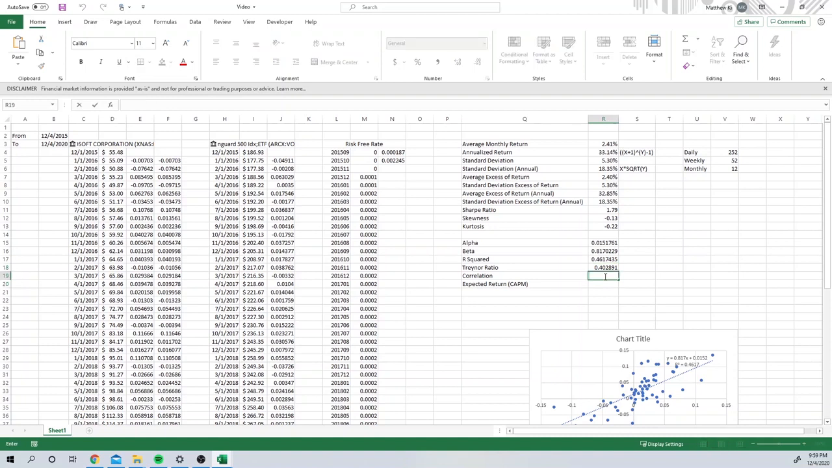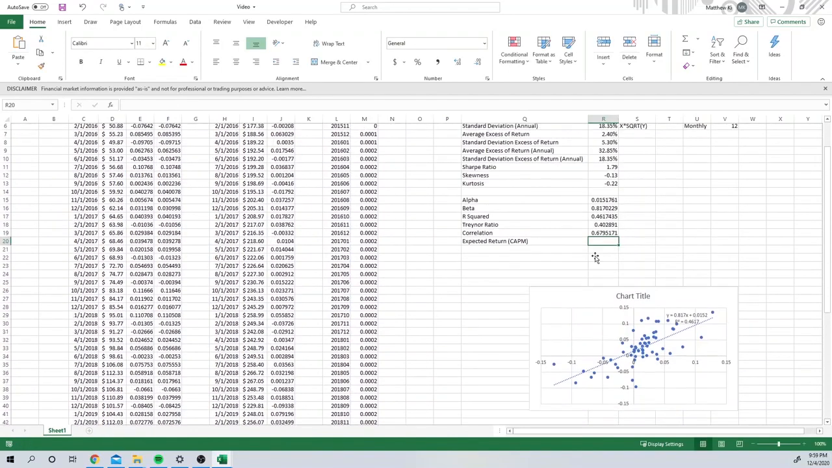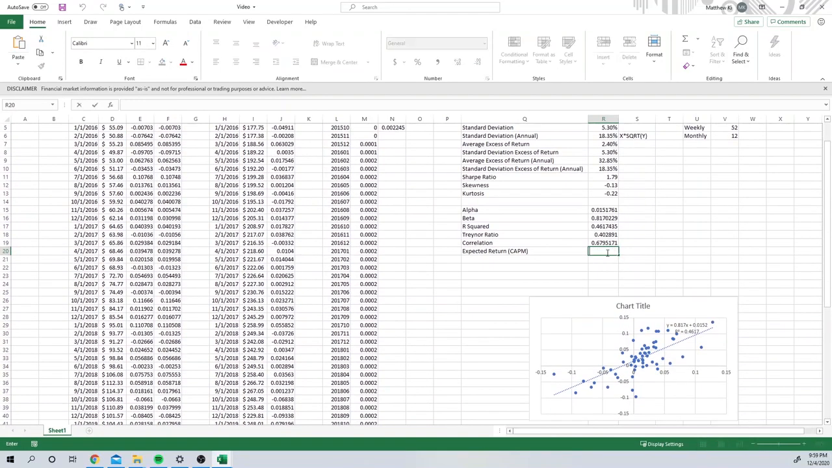So correlation. This is a very important metric because it tells you how correlated you are and how diversified you can be against the market. So if it's less, you kind of want less. So 0.67.